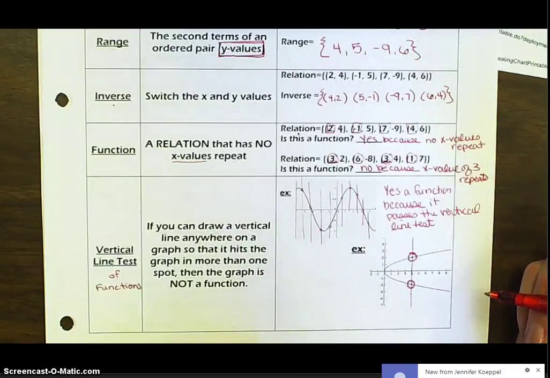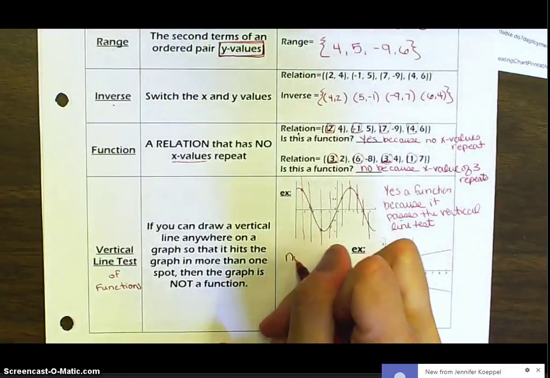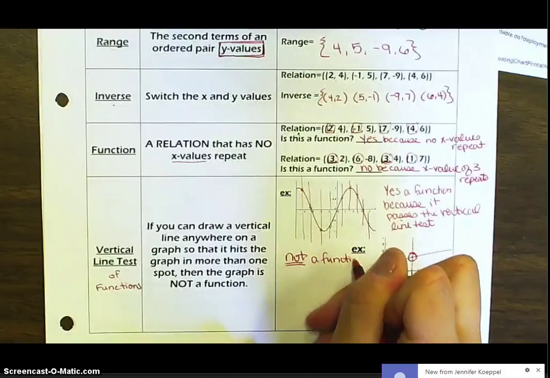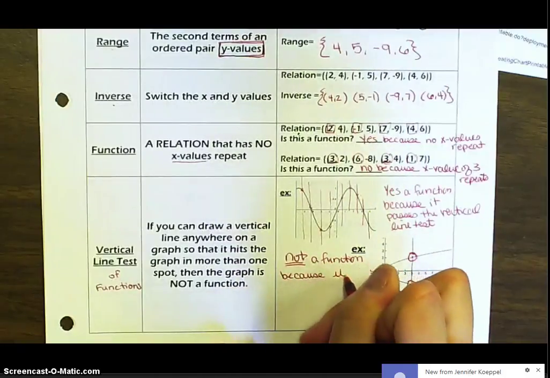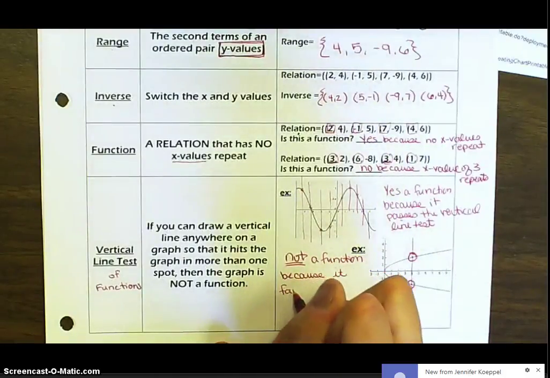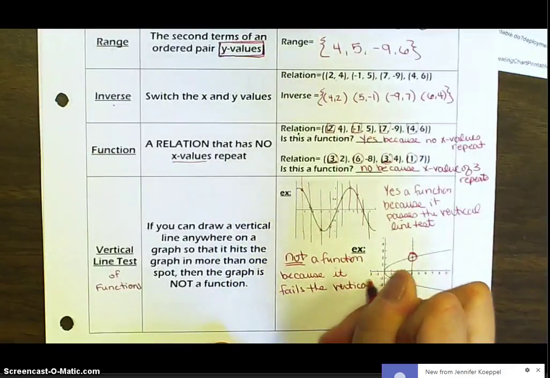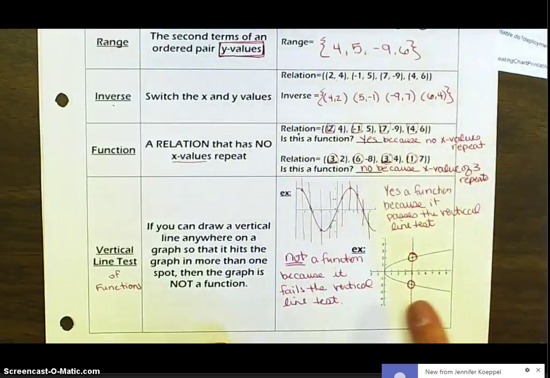Instead of touching once, it touches twice. All right, so this is not a function because it fails the vertical line test. It touches twice instead of once.